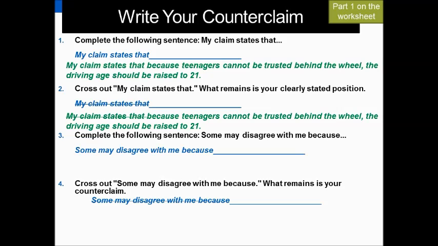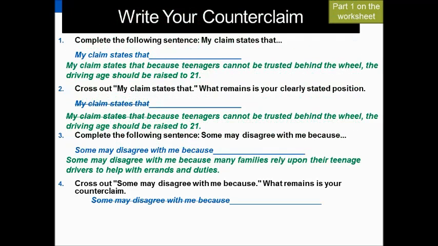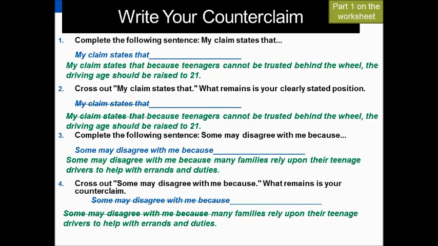Step 3, complete the following sentence. Some may disagree with me because. So for this particular argument, some may disagree with me because many families rely upon their teenage drivers to help with errands and duties. Now I'm going to cross out some may disagree with me because, and what remains is our purpose for our counterclaim.